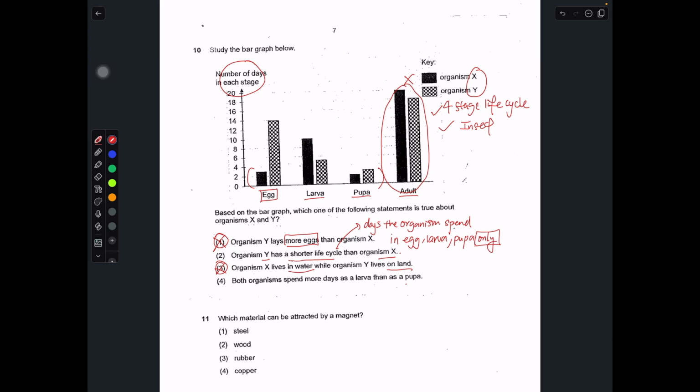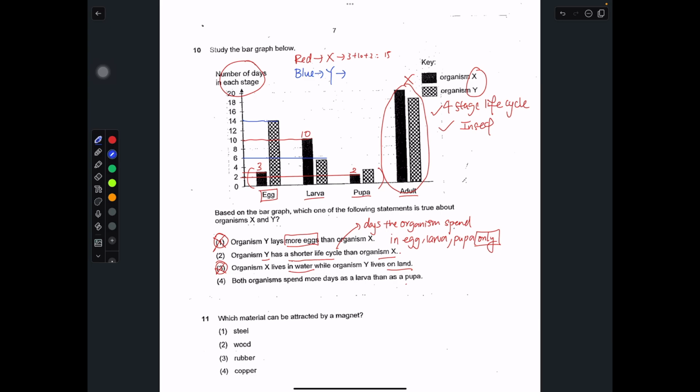So I'll use red color for X, blue color for Y. Over here, this part, I will use a ruler to match it. So this is about 3, this is about 10, this should be about 2. This is about 2. So over here, we just take 3 plus 10 plus 2, which is about 15. So if we take Y, then it will be 14.